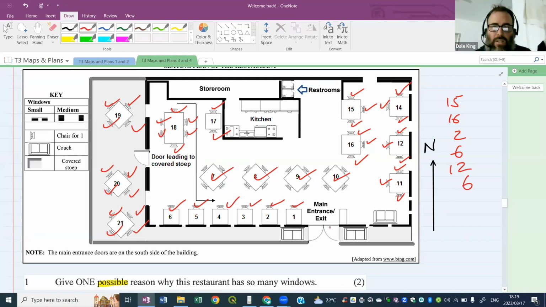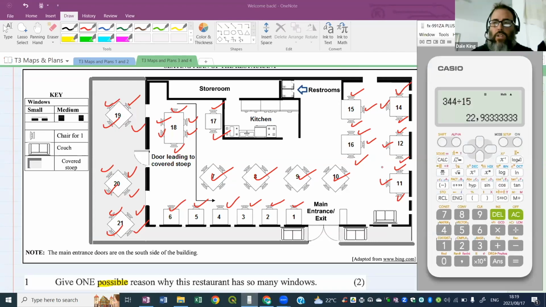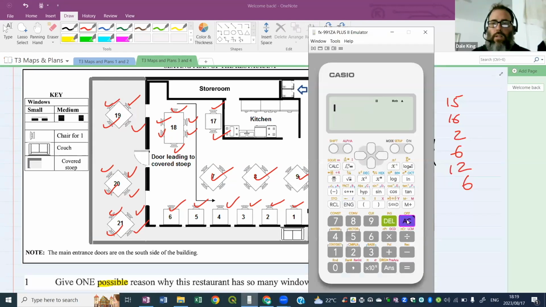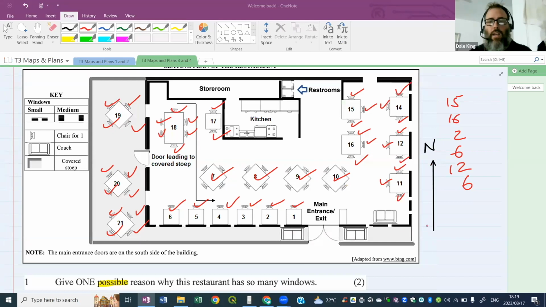Now the couches. We'll talk about that now, but let's see what we have available so far. Let's quickly do the calculation. I need to move this calculator over a little bit because we can't see the numbers. There we go. All right, let's add these all up. So 15 plus 16 plus 2 plus 6 plus 12 plus 6. 57. All right, 57. Yes. Okay, so we've got 57 chairs.